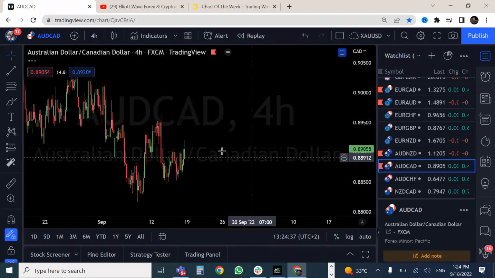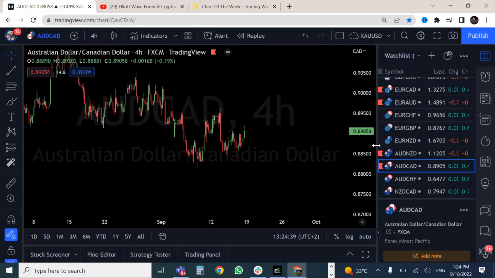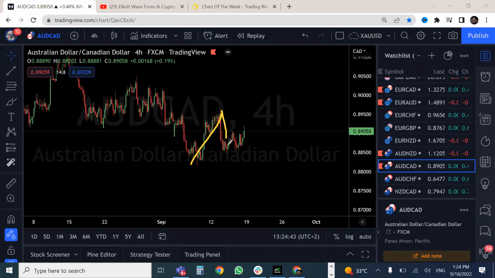AUDCAD should continue to the downside in anticipation of building this corrective structure here. So you can have this one here. Anticipate that this can come and drop, take the low here, pullback possibility for this to drop. And in that way, we will be building a nice regular flat for a continuation to the downside. Let's keep an eye on that one.